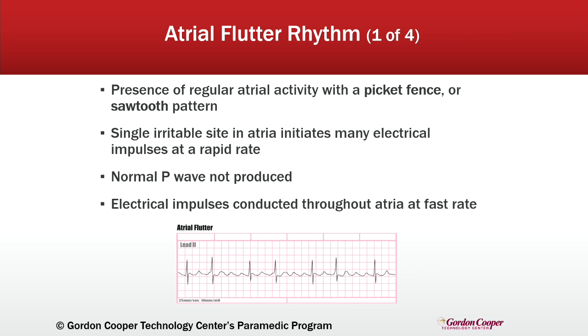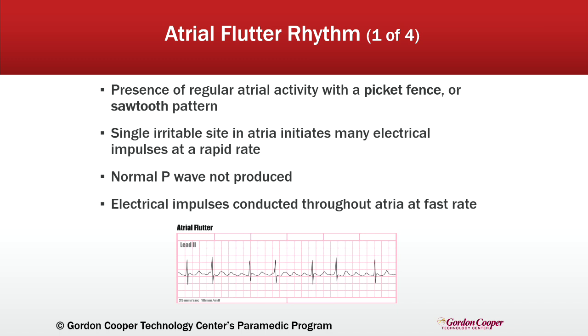All right, so atrial flutter. You'll see regular atrial activity within a distinctive picket fence or sawtooth pattern. This is a better example, but you can see that it has that picket fence or sawtooth pattern that comes from the rapid repetitive firing of a single irritable site in the atria, generating multiple electrical impulses at a fast rate, often between around 250 to 350.